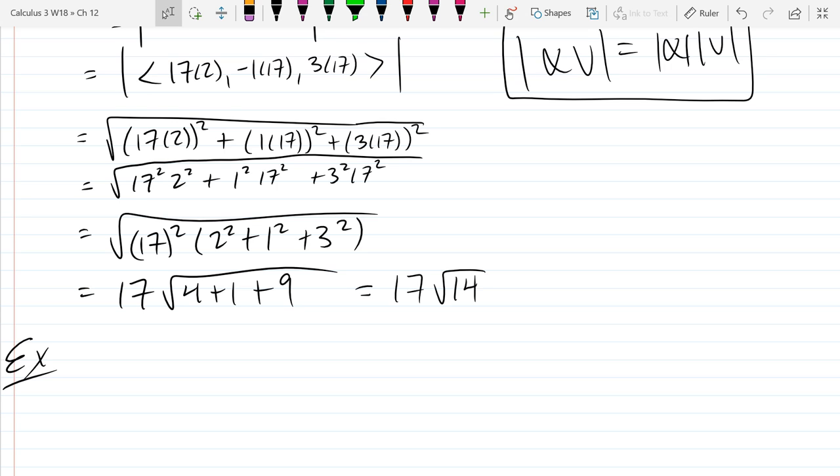Next example, let's keep it in two dimensions this time. We'll go with the vector u is 3, 1, and v is 4, 7.